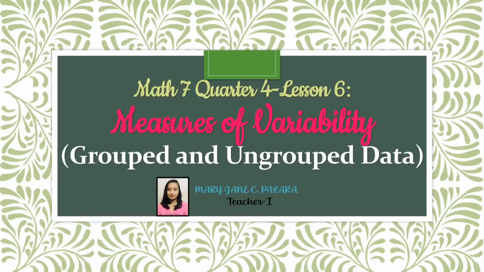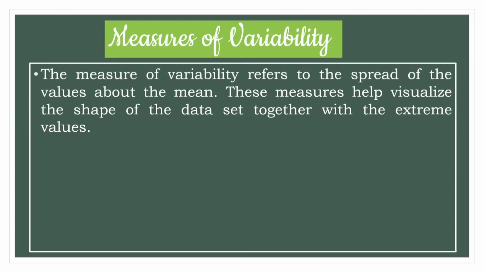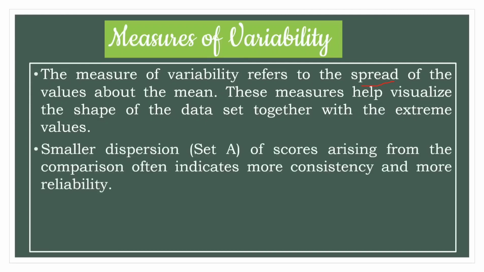Once again, dear students. Today we are going to continue with our lesson for the fourth quarter, which is on the measures of variability, grouped and ungrouped data. First, let us define the measure of variability. The measure of variability refers to the spread of values about the mean. These measures help visualize the shape of the dataset together with the extreme values.